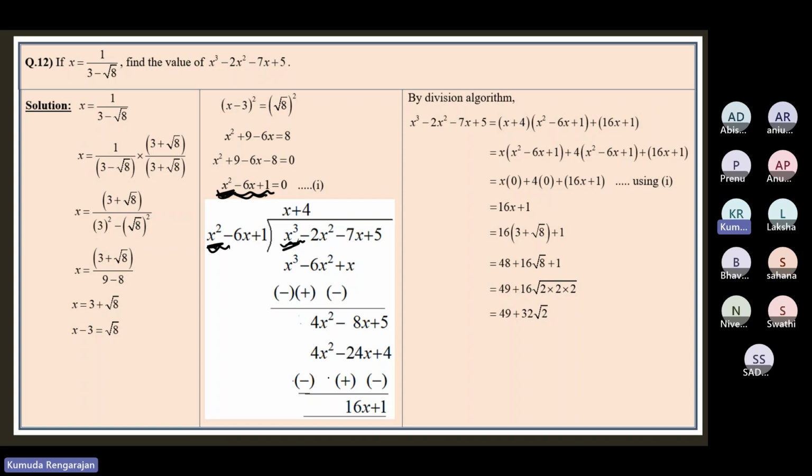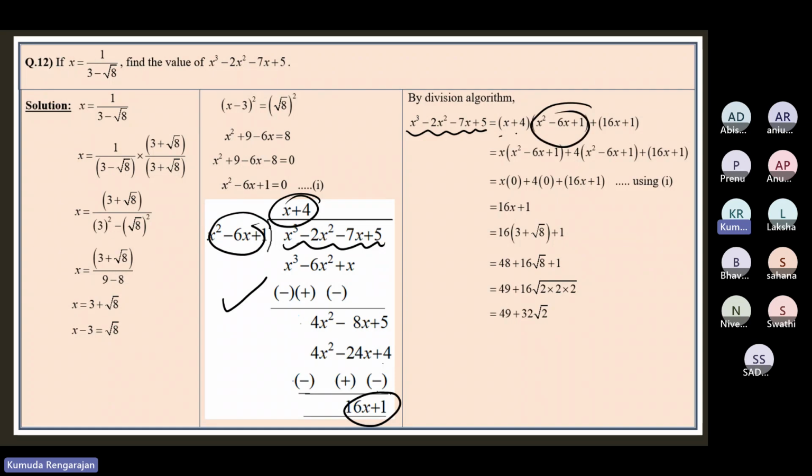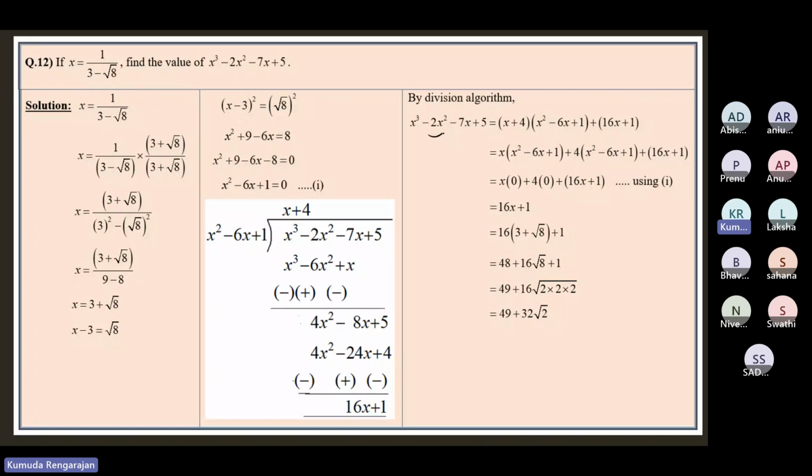Then we perform the long division, the algebraic division. Now we get a remainder, and then we use the division algorithm. I'll tell you how to divide, children. I'll just finish the answer. So now by the division algorithm, this is the dividend, and this is the divisor, into the quotient plus the remainder. That's what you see here. By the division algorithm, dividend is equal to divisor into quotient plus the remainder.